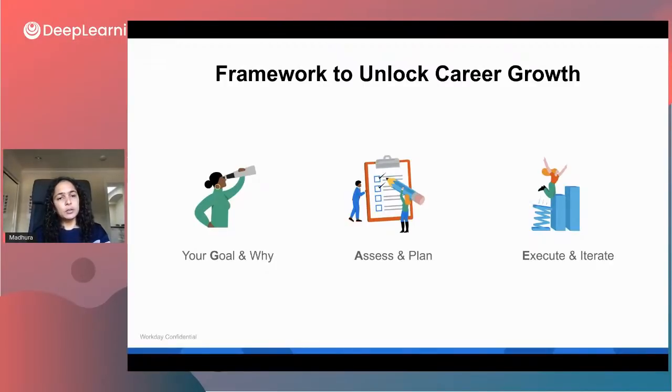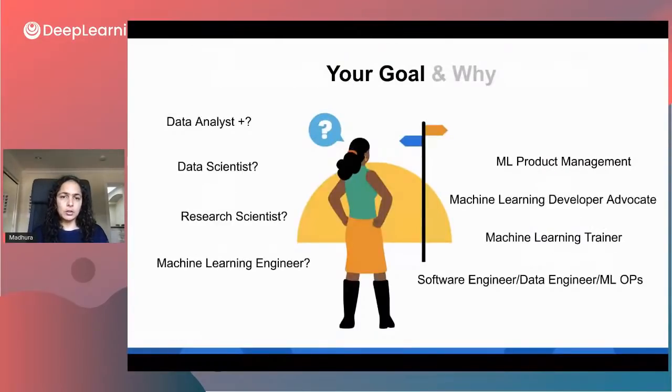Let's dive a little bit deeper into each of these pillars. The first one, your goal. As you all know, or I hope you know, there are multiple ways to contribute to the ML ecosystem and the industry. This is probably just a small sample of things you can do to be in the ML domain. On the left side, there are the practitioner tracks, the main ones. Data analyst plus, I'm referring to jobs that do SQL reporting, analytics, and some level of data science modeling, maybe time series forecasting, linear regression.